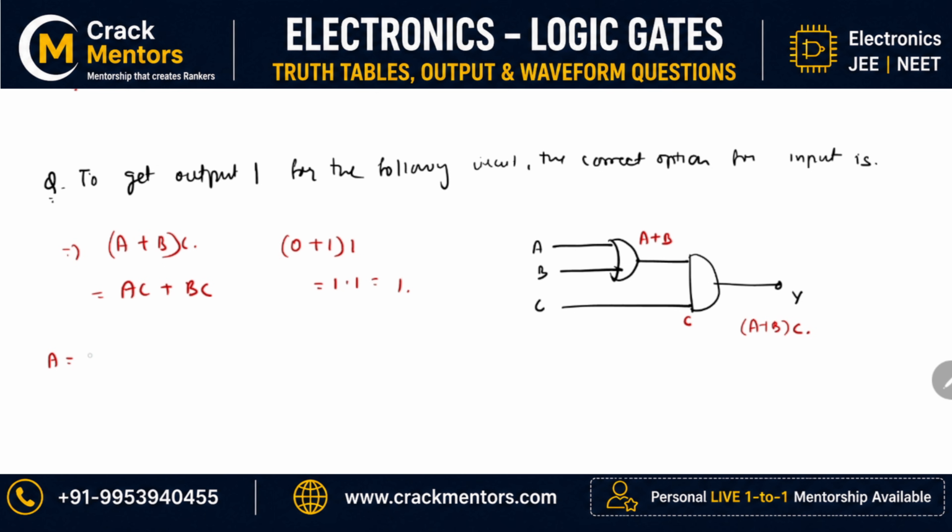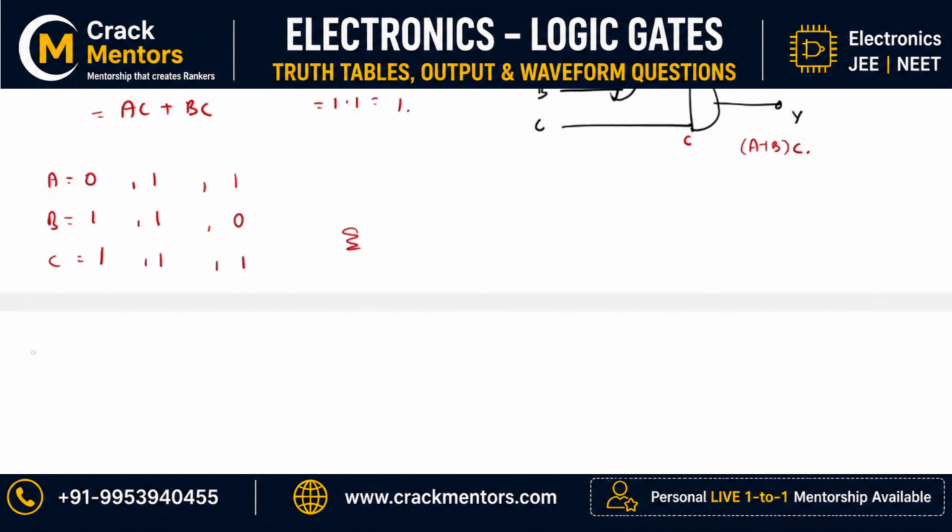Therefore, A is equal to 0, B is equal to 1, and C is equal to 1. Also, if A is equal to 1, B is equal to 1, and C is equal to 1. Also, if A is equal to 1, B is equal to 0, and C is equal to 1. You have to check for these. Whichever option matches with this will be the correct one. I hope that is clear. Just give a try and you will get the answer. Okay, let us take the next question.